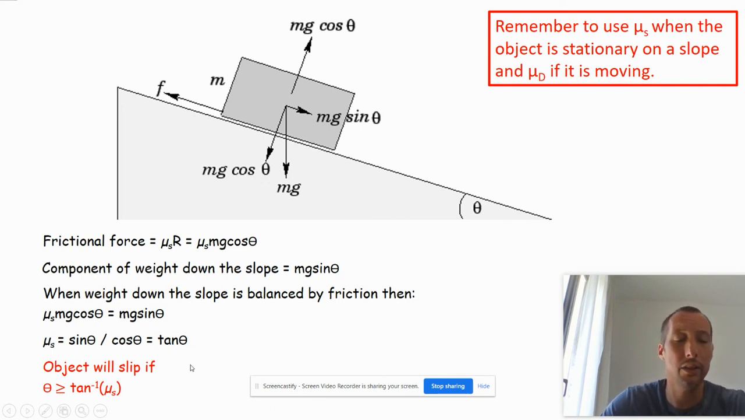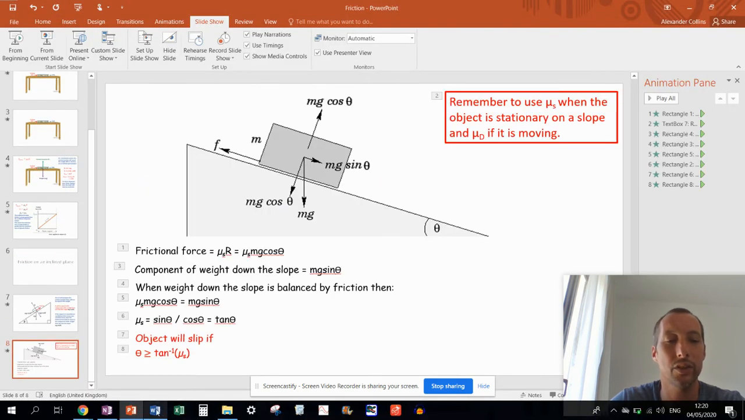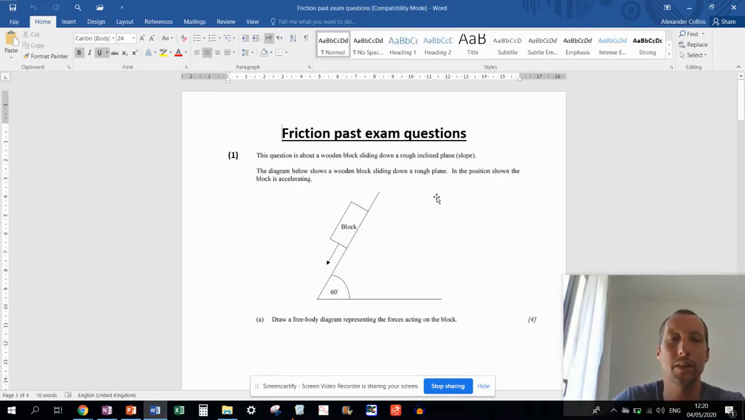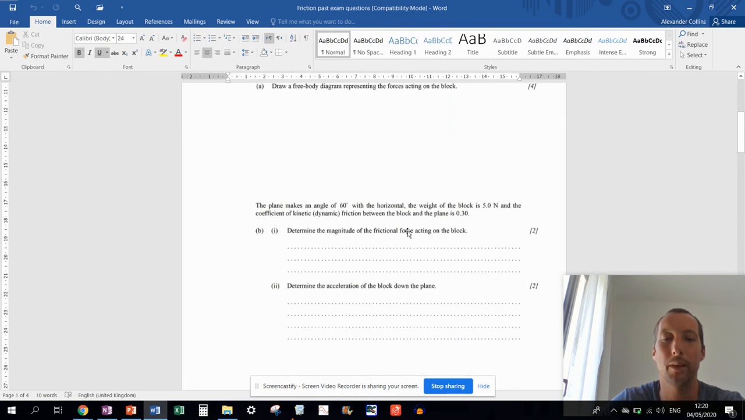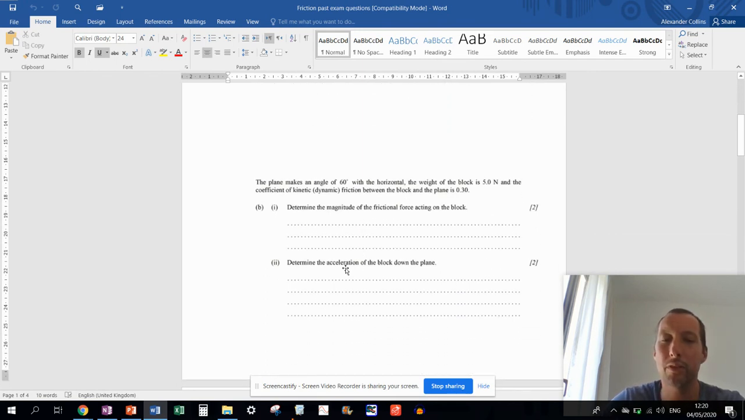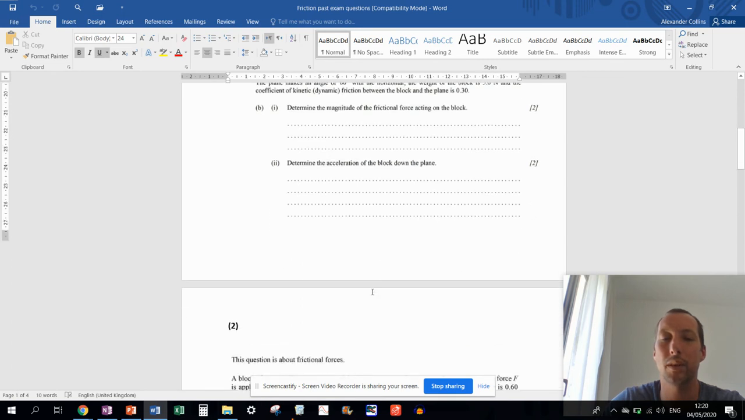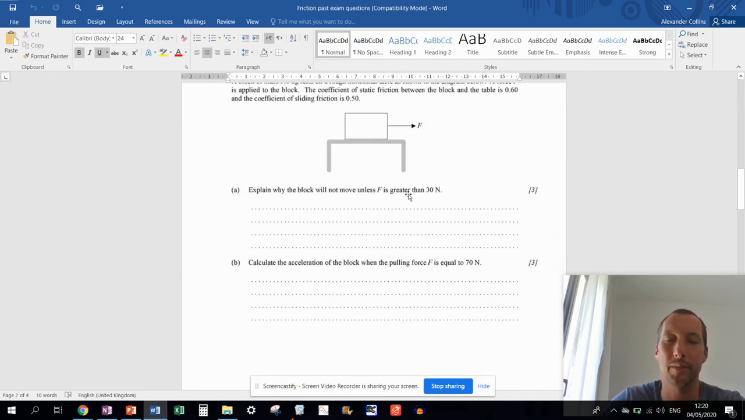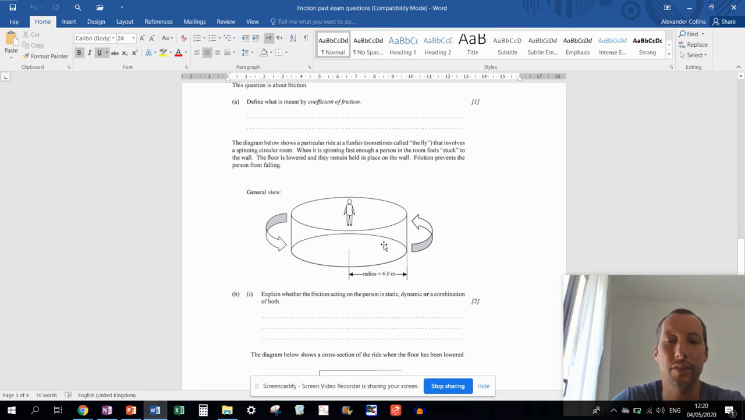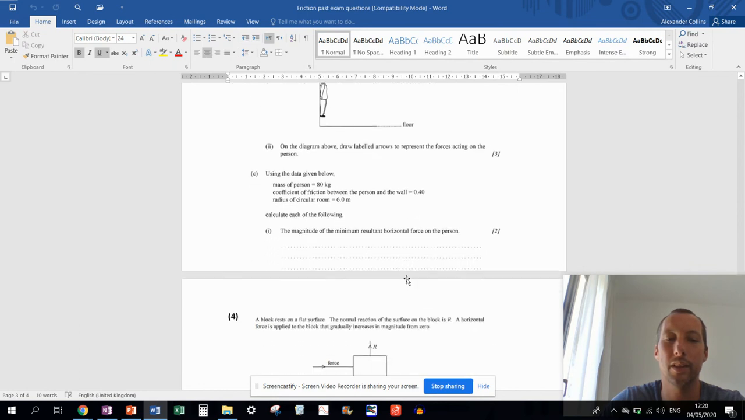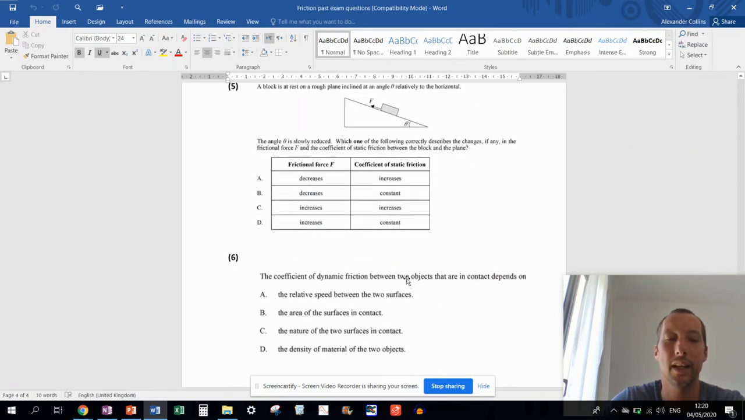Now, I'm going to get you to do a bit of problem solving using the friction ideas we've just talked about. As I said, these things are quite tricky. I've posted on Google Classroom some friction past exam questions. There's a few different things they want you to do: draw a free body diagram, do some calculations of the frictional force, a bit of motion stuff as well, determining the acceleration of a block down the plane. Some things related to the frictional force acting on them. This one here is particularly tricky, about the friction on a person who's going round on a fairground ride, but I can get you to have a go at it. And then there are 3 multiple choice questions at the end as well.